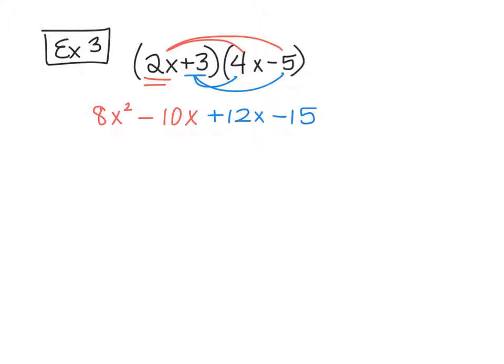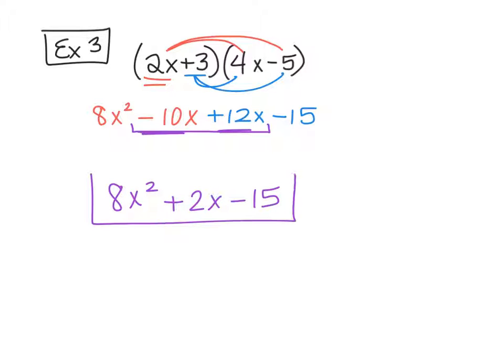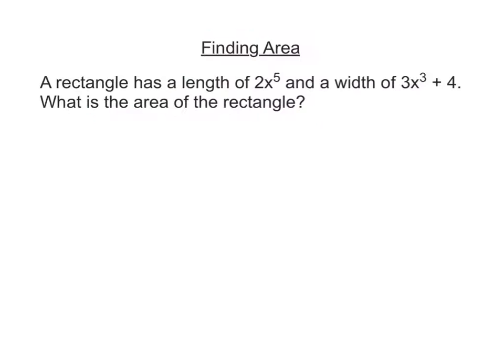And now here we actually do have one additional step, and that's to see if there are any like terms that can be combined. And you may notice that these terms in the middle both have an x with them, so I can combine those to make my final answer 8x squared plus 2x, right? I've got negative 10 and positive 12, and since we're adding, the exponents are not going to change, and then minus 15 in the end. So notice if you have 2 parentheses, we're going to do what's called double distributing.